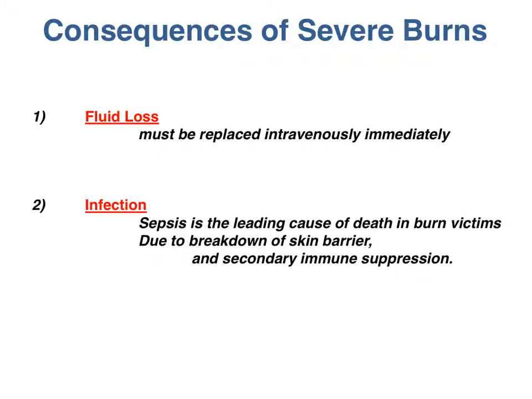Now, if the severe burn patient survives that initial fluid loss, the second most dangerous complication is infection. Your skin is the barrier between your tissues and the outside world, and the outside world is a soup of bacteria and viruses and fungi and all sorts of dangerous infectious organisms. And sepsis, which is infection of the blood, is actually the leading cause of death in burn victims. And there's a couple of different reasons.